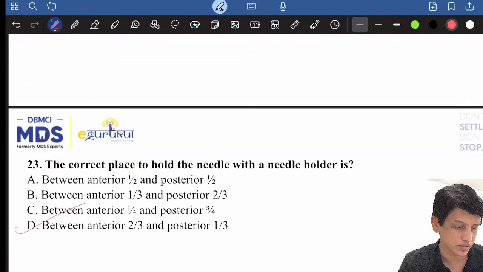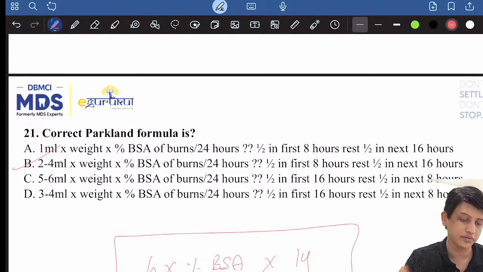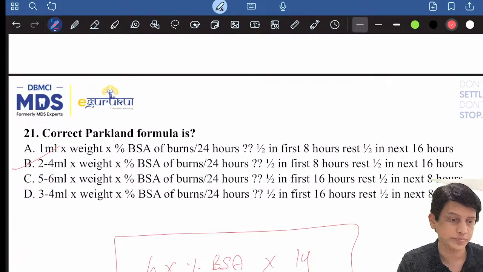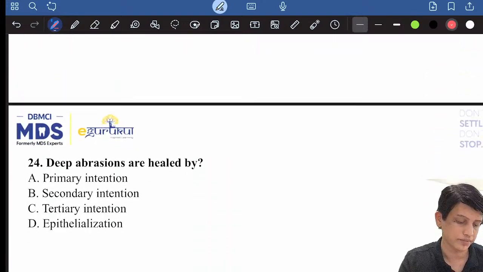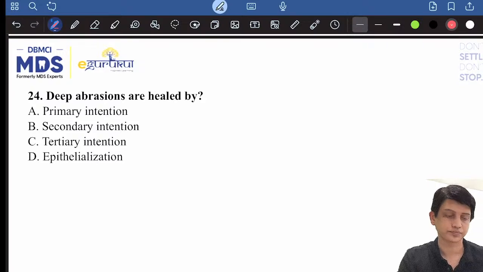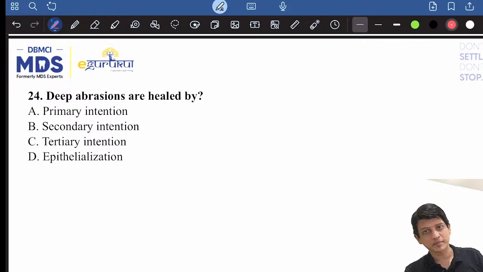21st question I have not answered. 21st is B. I have answered. 23. Okay. 24. Deep abrasions are healed by. Abrasions means the scratch marks, scratches, are healed by. Primary intention, you know what is primary intention, what is secondary intention, you know everything. So answer please.